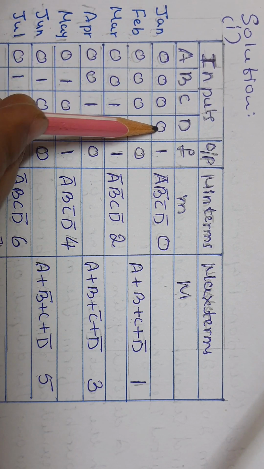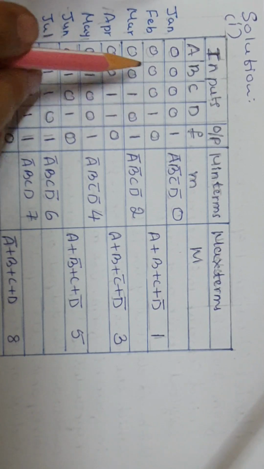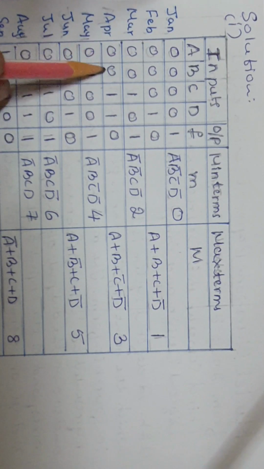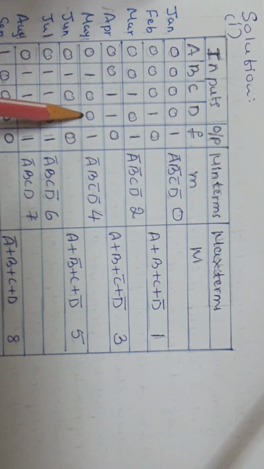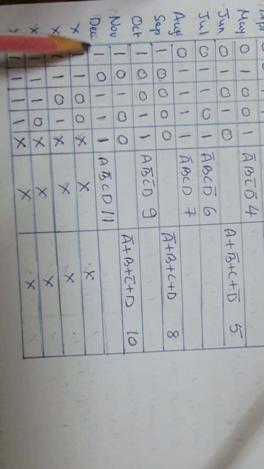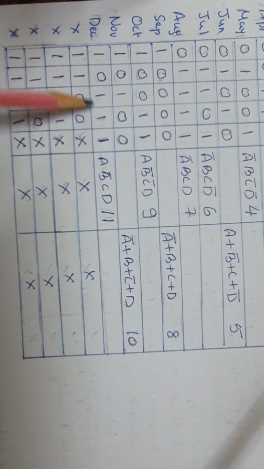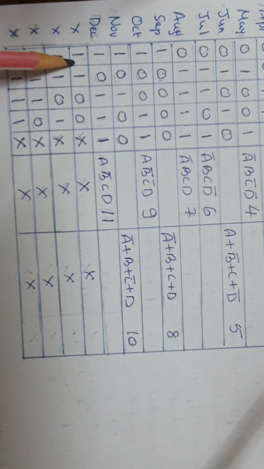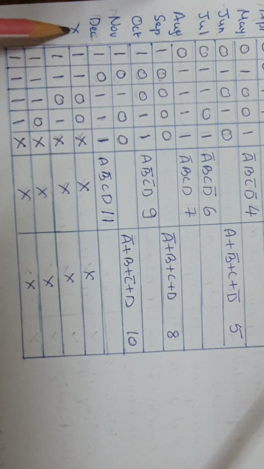January is coded as 0000. February as 0001. March as 0010, April as 0011, May as 0100, June as 0101, July as 0110, August as 0111, September as 1000, October as 1001, November as 1010, December as 1011. Beyond 1011, there are no months, hence the remaining possible combinations with 4 bits, that is from 12, 1100, 13, 1101, 14, 1110, 15, 1111, are considered as don't care conditions. So the output for them is taken as don't care.